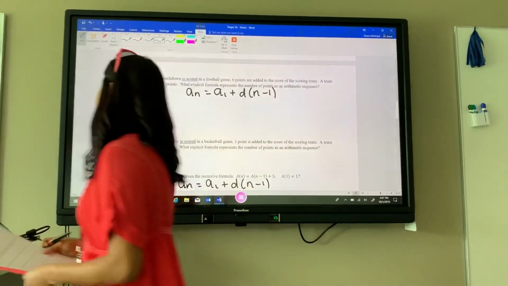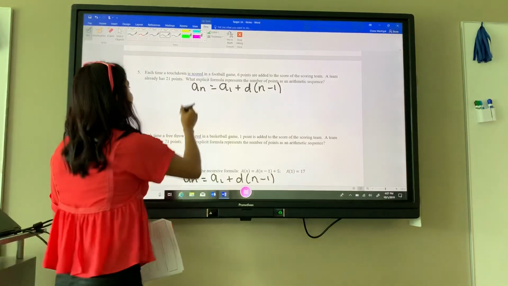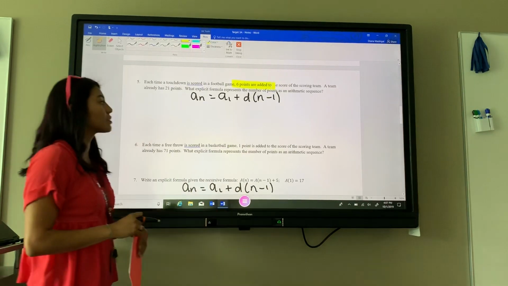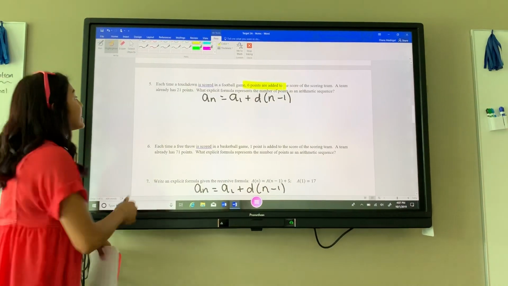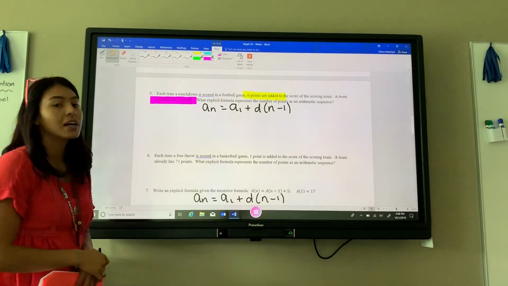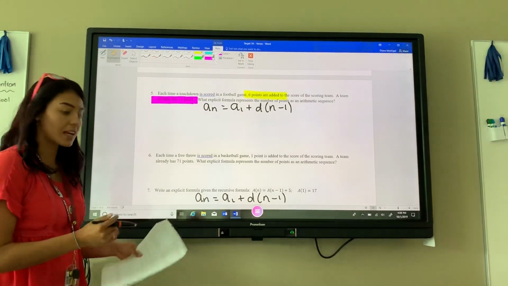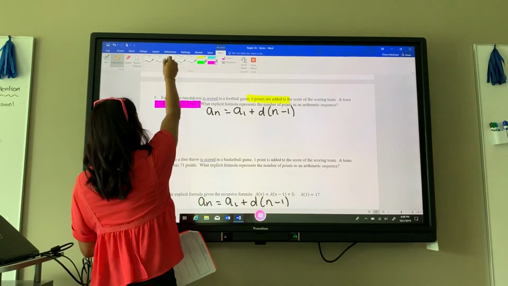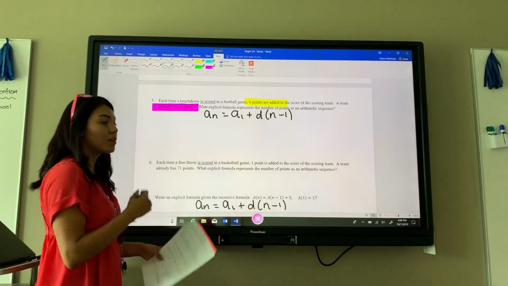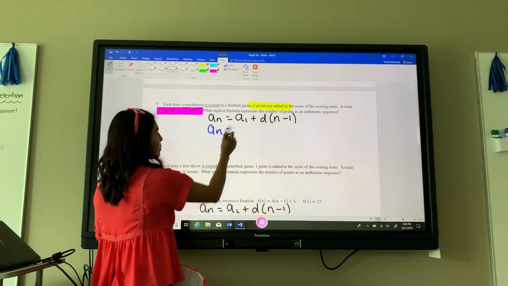Alright, moving on. It says each time a touchdown is scored in a football game, 6 points are added every time. So 6 points are added to the score of the scoring team. A team already has 21 points. Write the explicit formula to represent the number of points they could have. Alright, again, you plug in everything that you know to your formula. Do I know the term number? I do not know the term number, so AN stays the same.